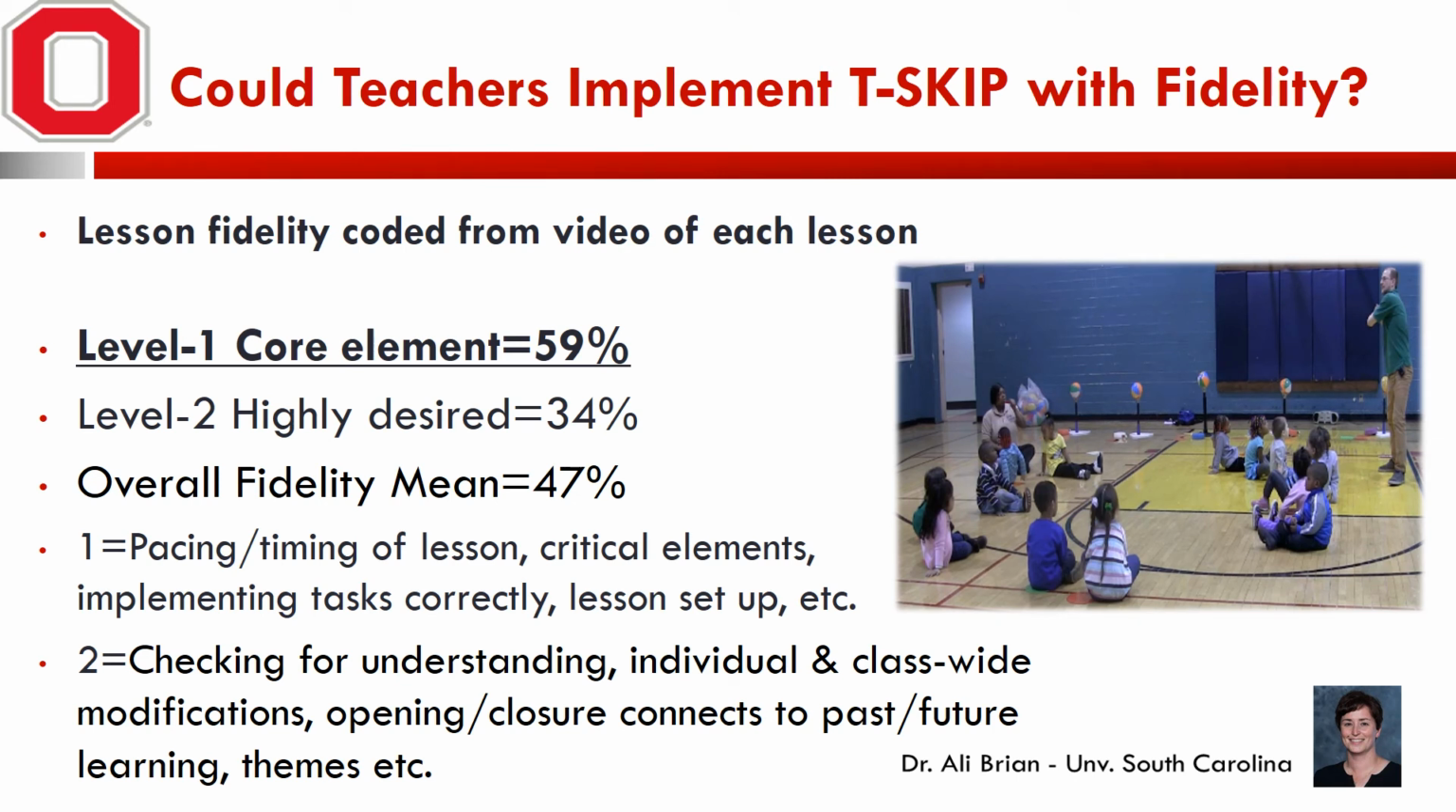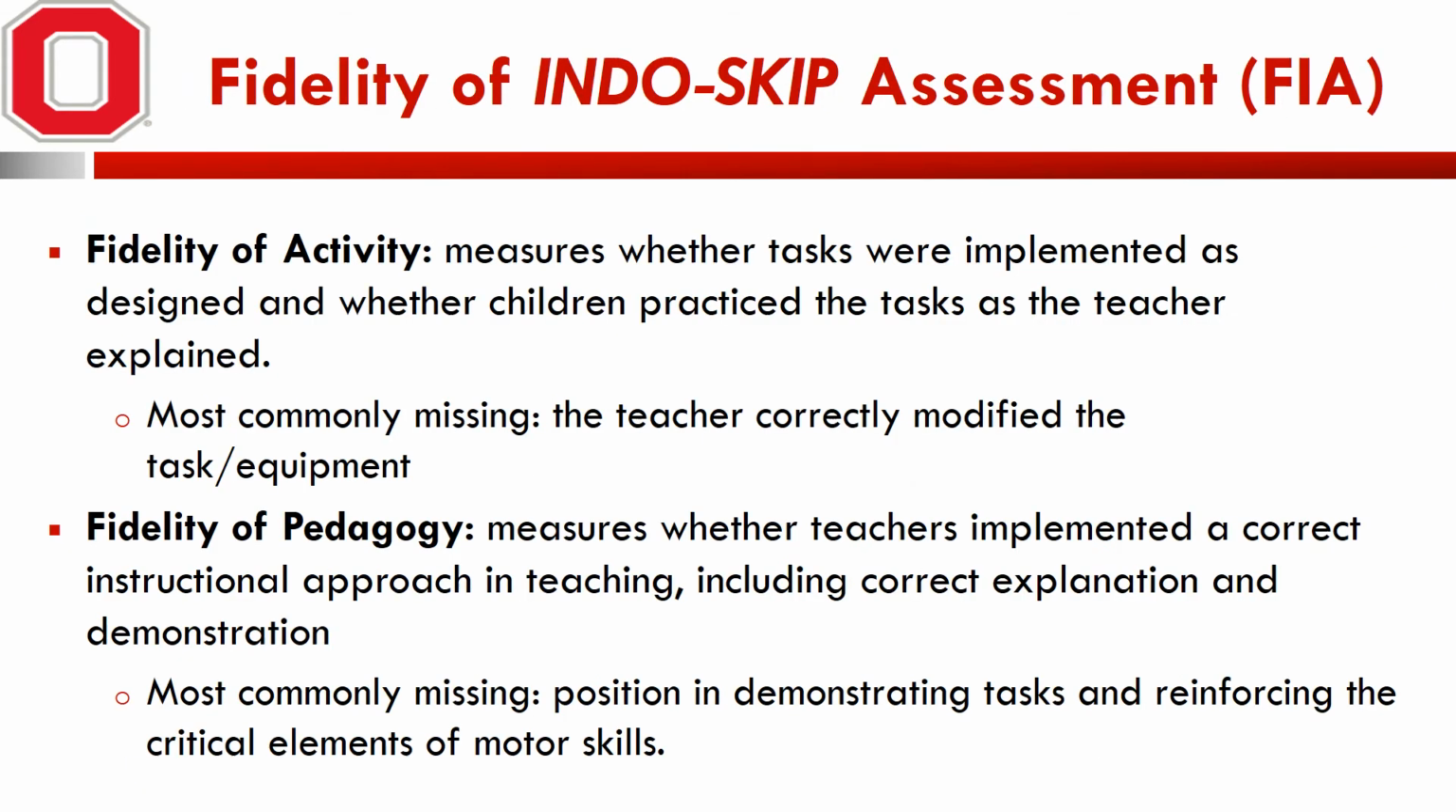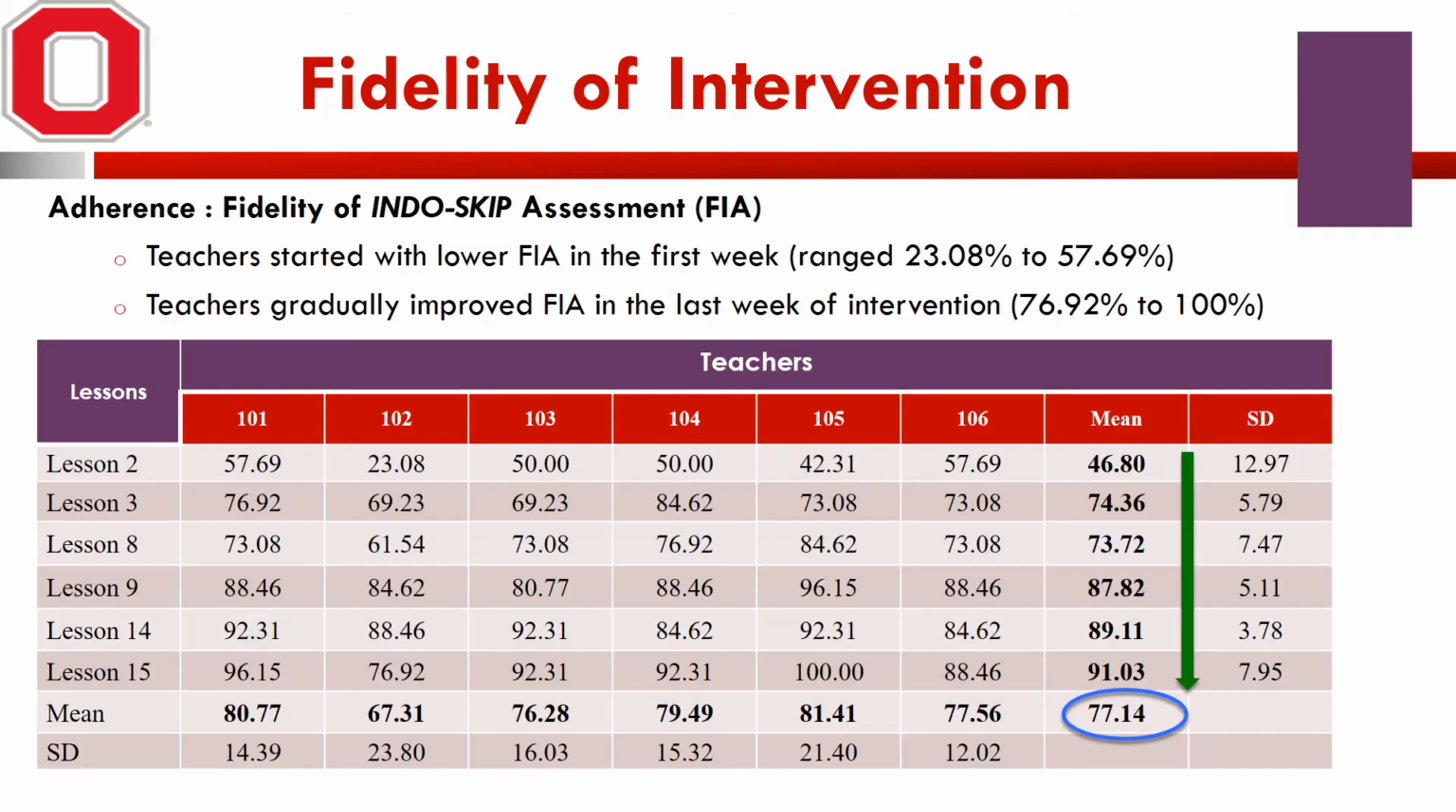In Allie's study, she coded fidelity from the videotape of each lesson using both level 1 core elements and level 2 highly desired elements. In Rohrer's study, she broke fidelity down into fidelity of activity and fidelity of pedagogy. This table shows the kind of data we would provide to document the fidelity of the intervention. As you can see, teachers' fidelity improved across the intervention with a mean of 77%.